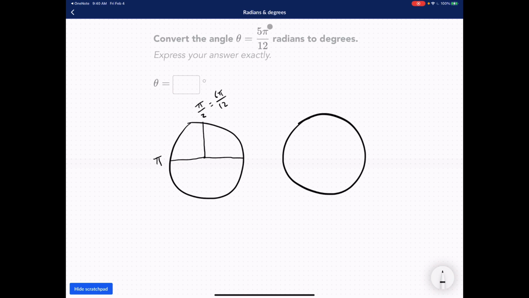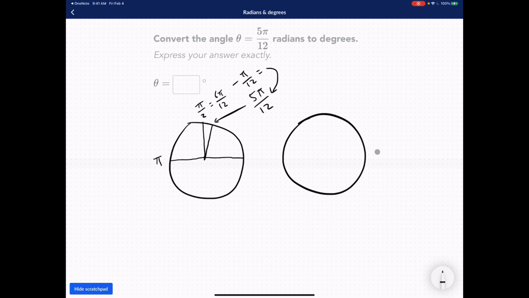Now, we want to find 5 pi over 12, which means it's going to be a little bit less. So that's going to be about right there, and that right there is about 5 pi over 12. All I have to do is subtract pi over 12. So 6 pi over 12 minus pi over 12 is equal to 5 pi over 12. So that's how I want to find it.